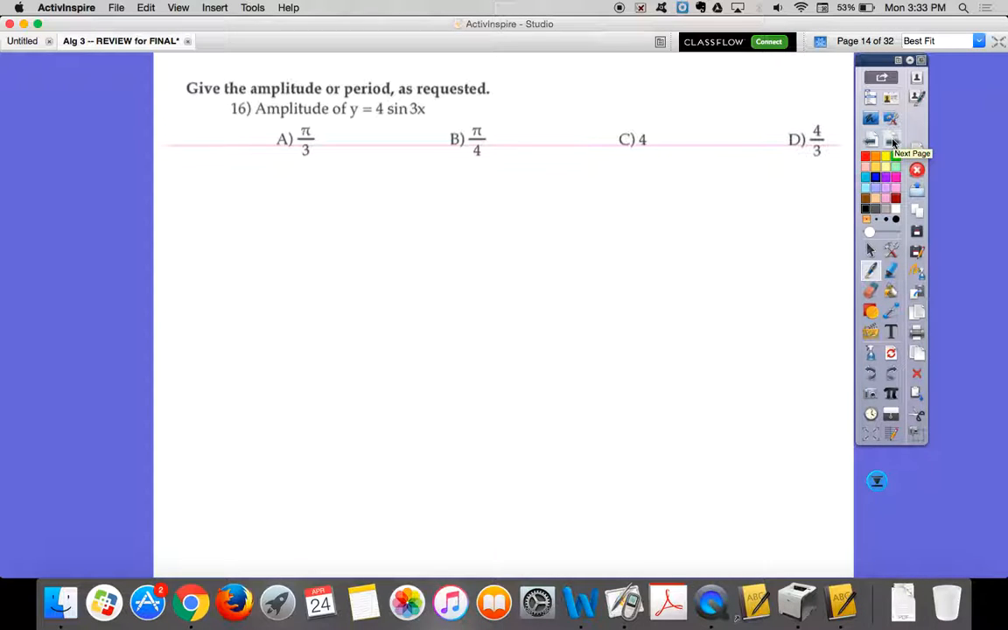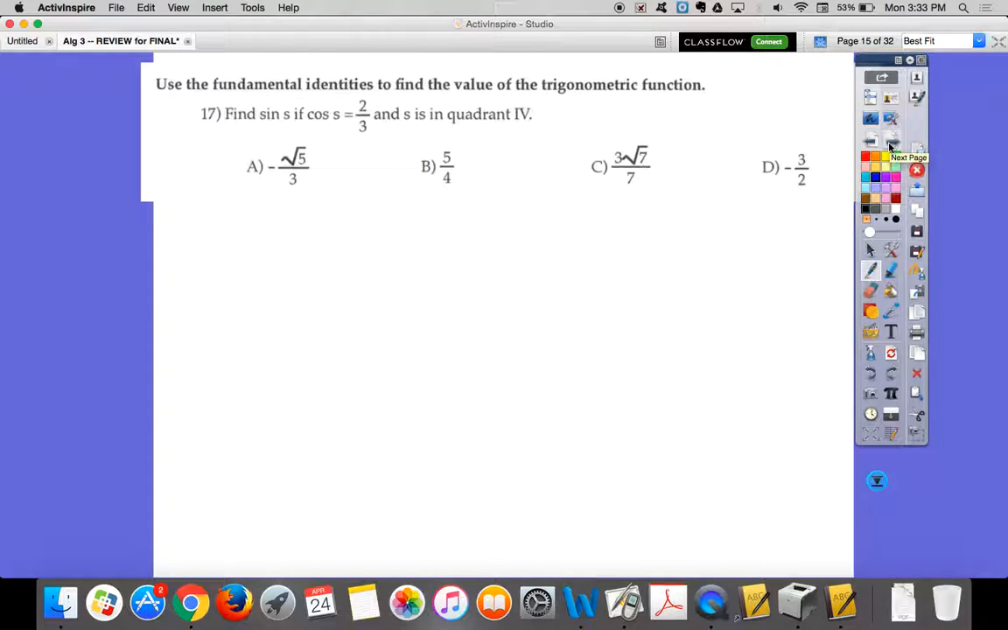Okay, so number 16 says find the amplitude. We've been talking about this several times now. Amplitude is the coefficient of your trig function. So it's just 4. It's a vocab question.